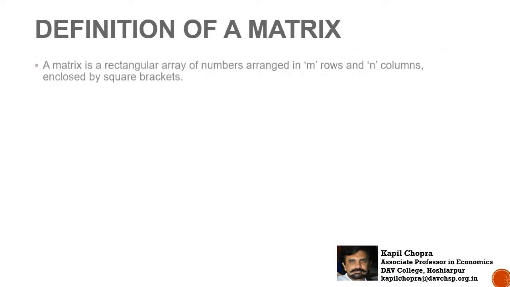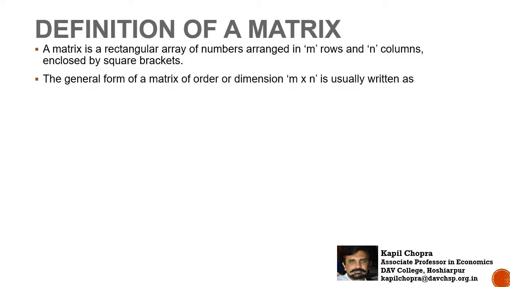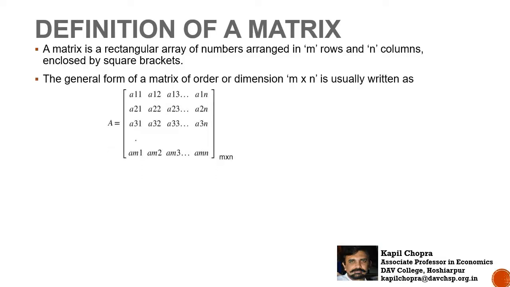Definition of a matrix. A matrix is a rectangular array of numbers arranged in m rows and n columns and enclosed by square brackets. In plural sense, a matrix is known as matrices. The general form of a matrix of order or dimension m by n is usually written like this.